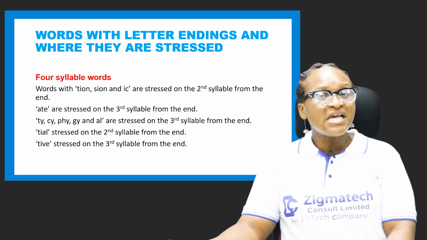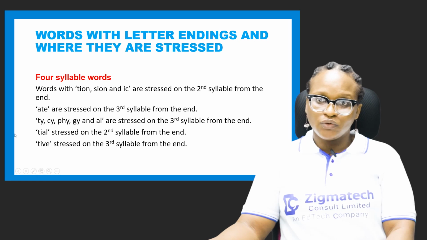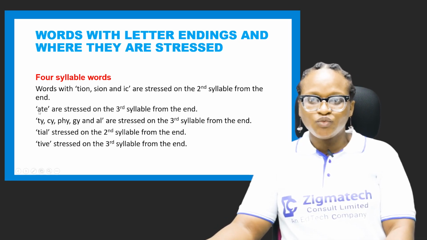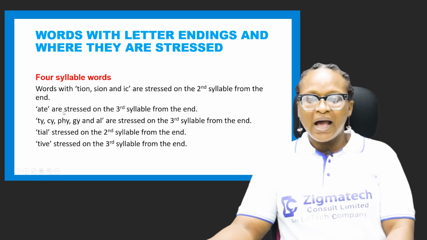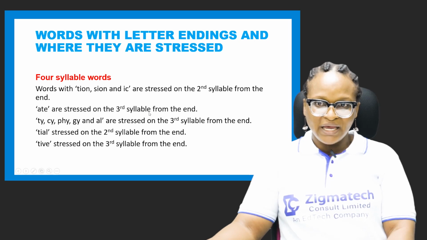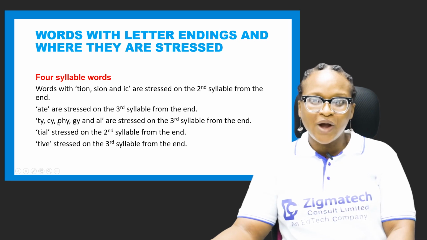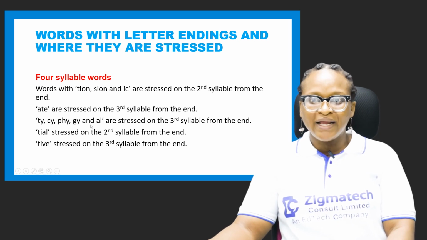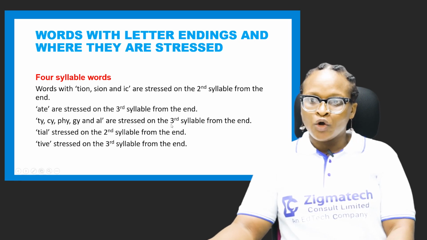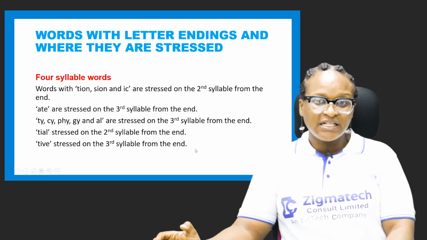Education, decision, all right? Pragmatic. So that is it. We have to note that words that end with ATE are stressed on the third syllable from behind. TY, CY, PHY, GY, and AL of 3-syllable words are stressed on the third syllable from behind.